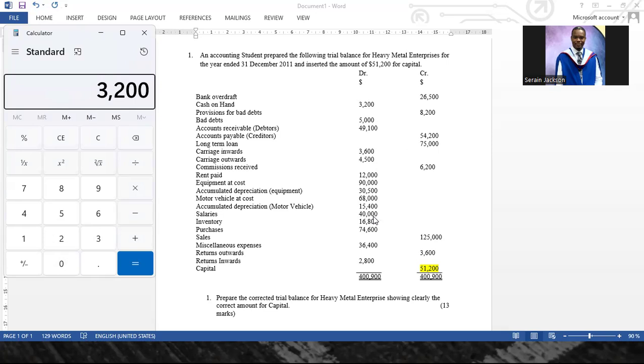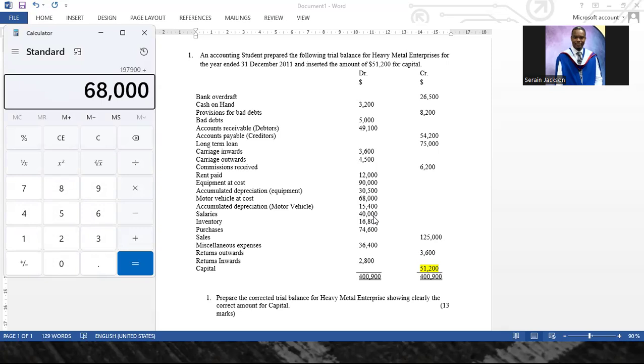3,200 plus 5,000 plus 49,100 plus 3,600 plus 4,500 plus 12,000 plus 90,000 plus 30,500 plus 68,000. And I want you to calculate with me now. So get your calculators out and calculate with me, right?